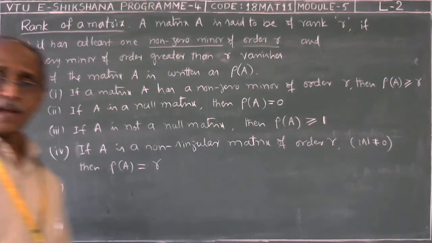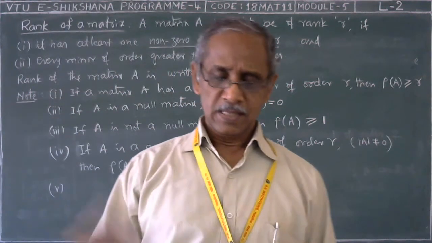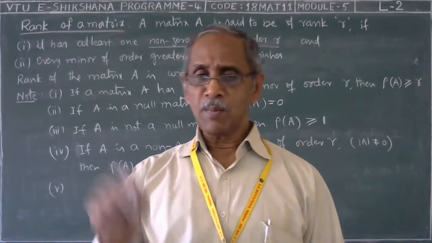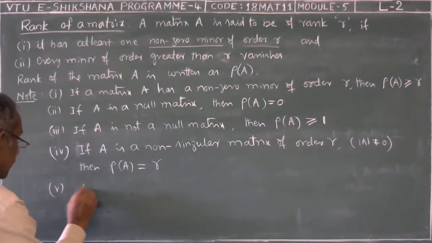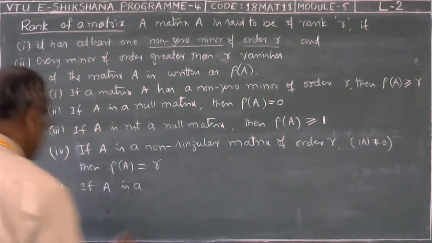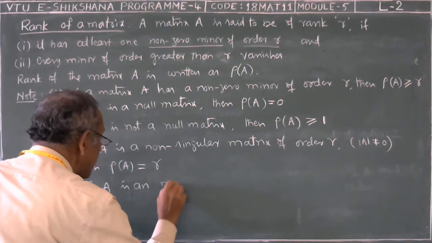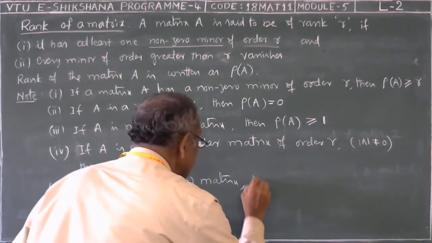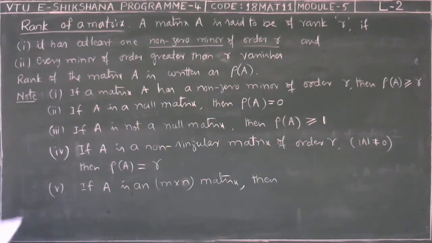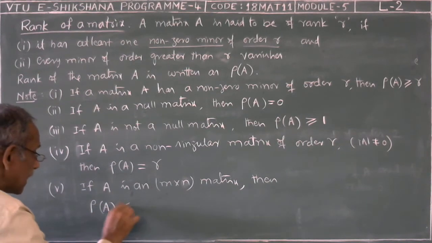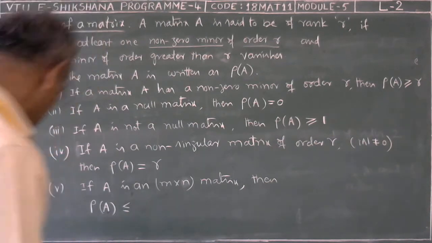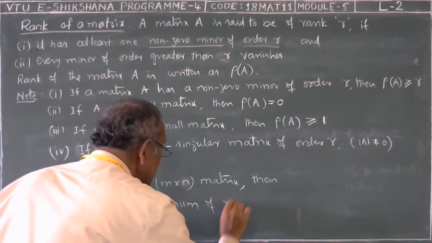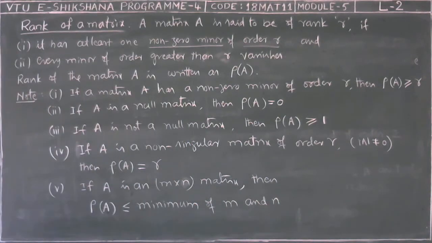Fifth one. If A is an m by n matrix, that means the number of rows is not equal to the number of columns, a rectangular matrix, then the rank of A is less than or equal to the minimum of m and n.